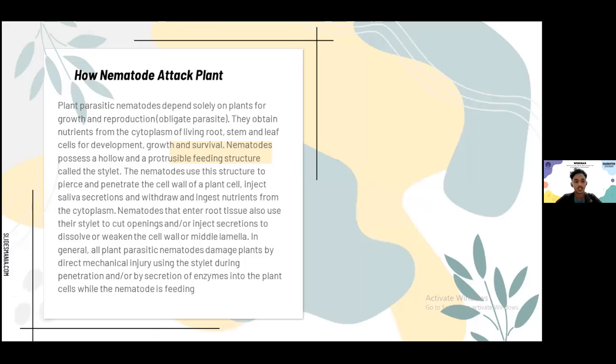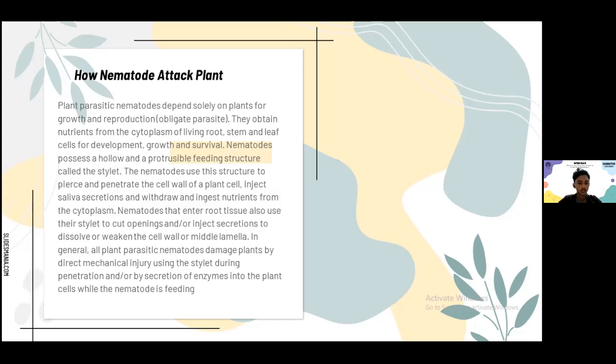How do nematodes attack plants? Plant parasitic nematodes depend solely on plants for growth and reproduction, or are obligate parasites. They obtain nutrients from the cytoplasm of living root system and leaf cells for development, growth, and survival. Nematodes form a hollow and protrusible feeding structure called the stylet. The nematode uses the structure to pierce and penetrate the cell wall of plant cells, inject saliva secretion, and withdraw and ingest nutrients from the cytoplasm.